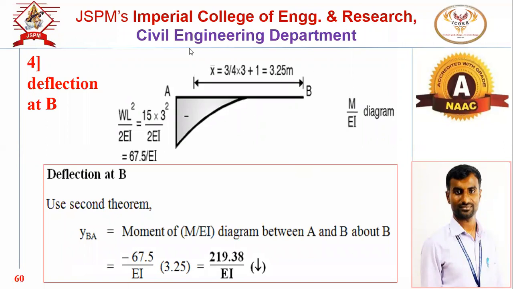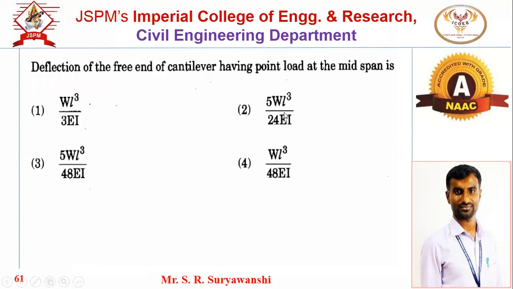First, for the slope, we have to find out the area of the M by EI diagram. For the deflection, we have to find out the moment of area. Clear? Now try to solve this particular MCQ. What is given? Deflection of free end of a cantilever having point load at mid span. What loading is given? Cantilever is given.